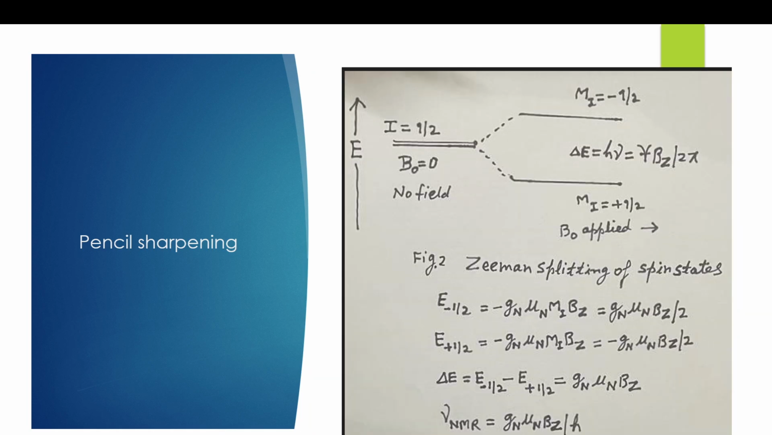In the next diagram, I have shown the splitting of energy states when the field is applied. When no field was present, the spin states were degenerate, and when the field is applied, Zeeman splitting takes place. All these things have been discussed in earlier slides also. So I hope this will be a very helpful video because I have included the fundamental principles. The application part will be given in some later video.